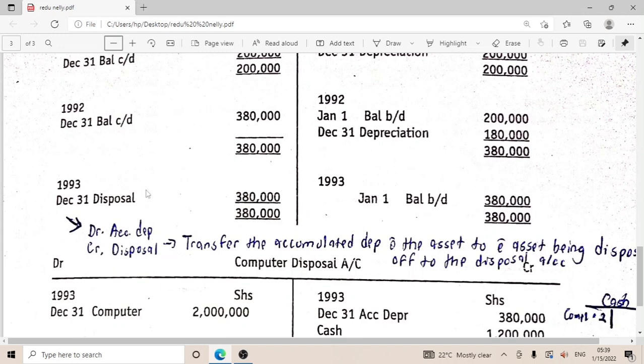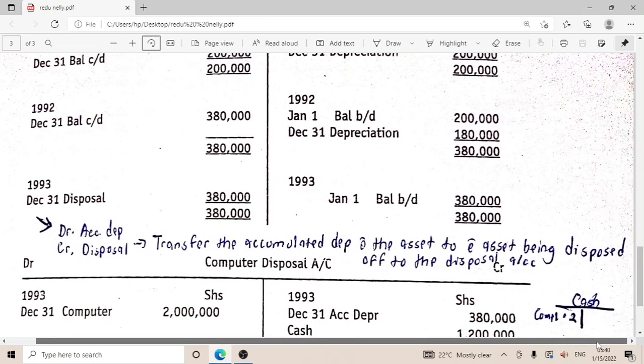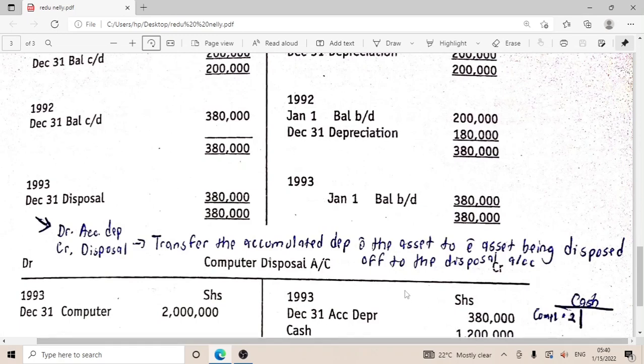So here you can see that the accumulated depreciation is being debited, which is this. So this figure is on the debit side of the accumulated depreciation. The reason is, you transfer the accumulated depreciation of the asset to the asset being disposed of, to the disposal account. So this figure is just going to cross over. You are crossing over this figure to the debit side.